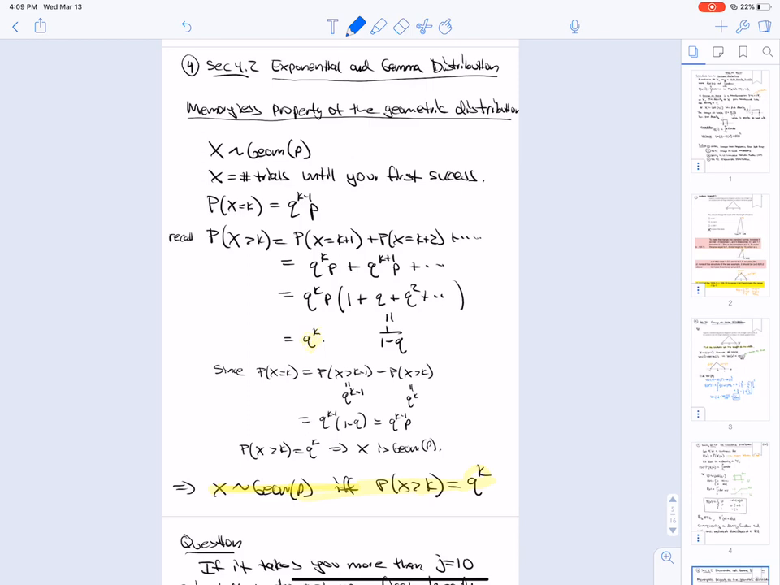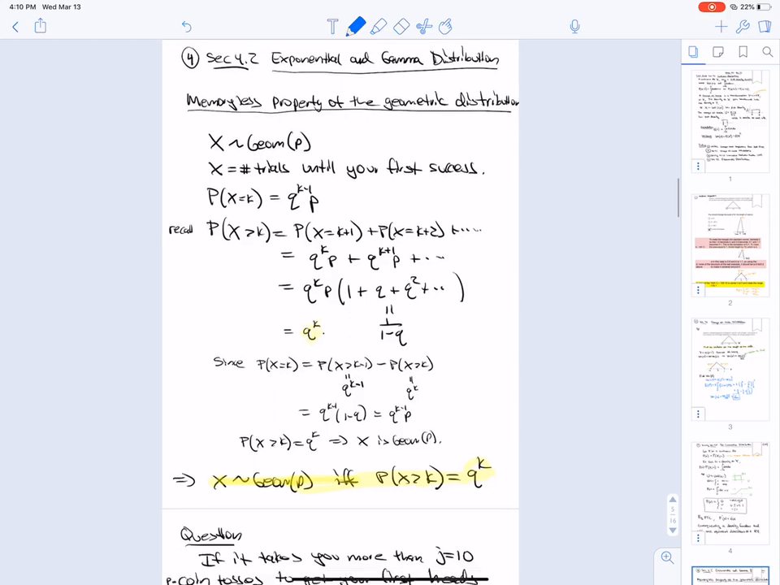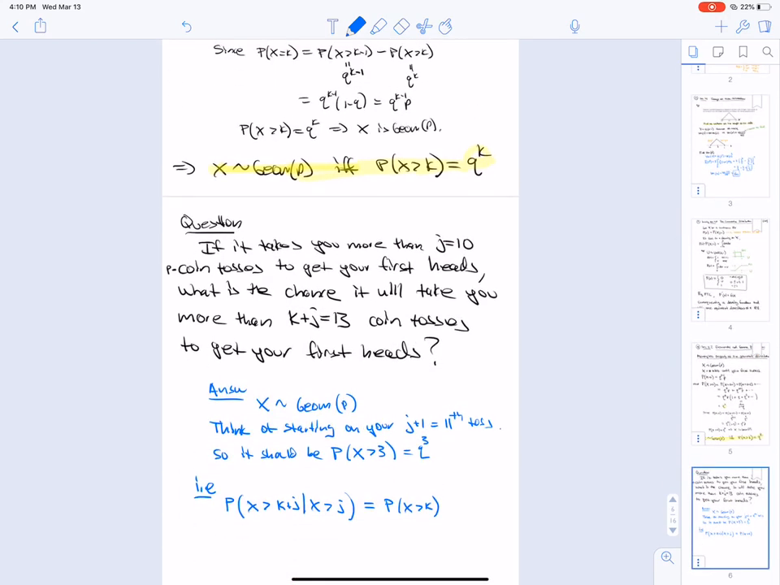So X is geometric(p) if and only if the probability that X is greater than k is q to the k. Now a question: if it takes you more than j = 10 coin tosses to get your first heads, what's the chance it'll take you more than k + j = 13 coin tosses to get your first heads? You've already flipped the coin 10 times and haven't gotten heads, so basically, what's the chance that you don't get a head for the next 3?